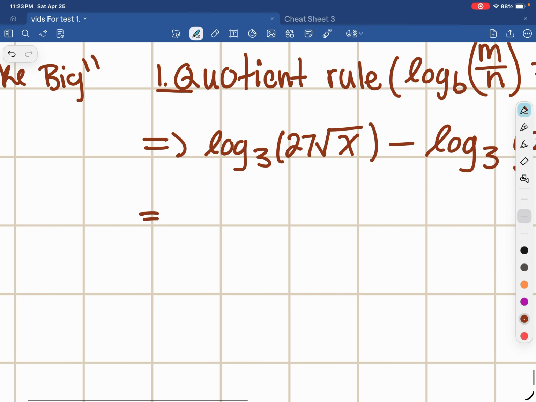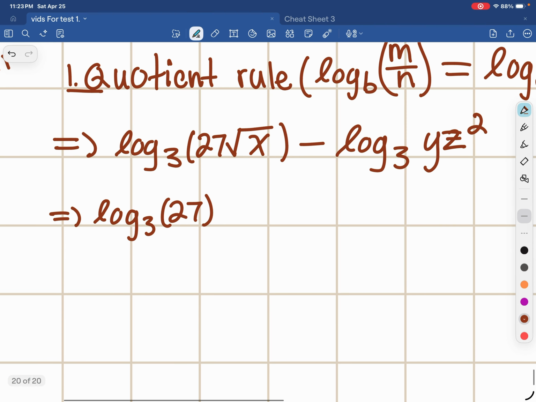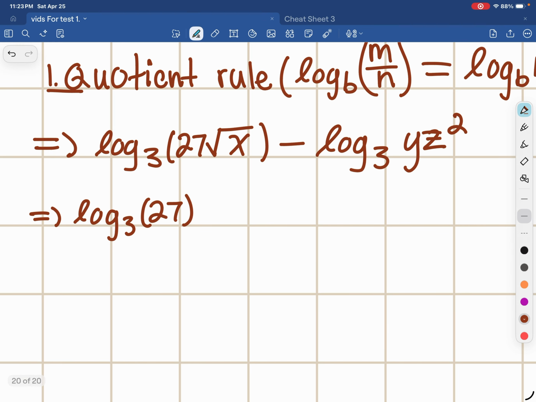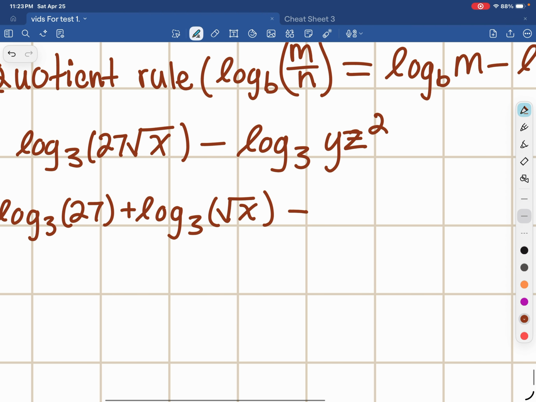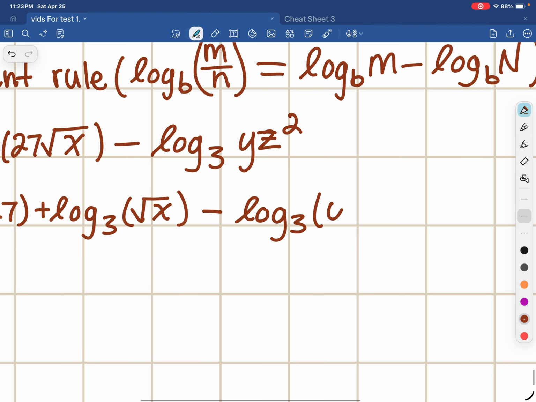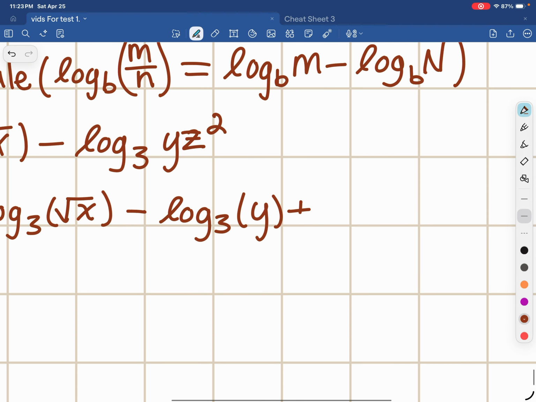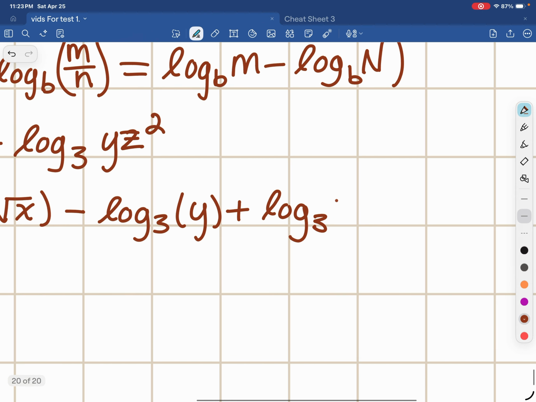So we can do, for parts of our equation, log base 3 of 27 plus log base 3 of x, and we'll have a minus of log base 3 of y plus log base 3 of z, and this will be squared.